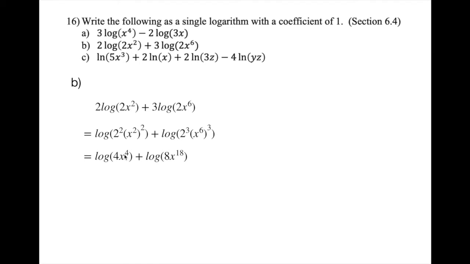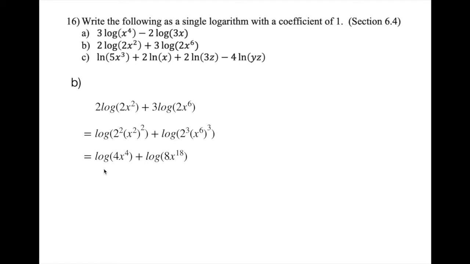Simplify that. 2 squared is 4, x squared outside squared, so that's basically the power of 2 times 2, which is 4. And for the second term, 2 cubed is 8. X raised to the power of 6 times 3, which is 18.